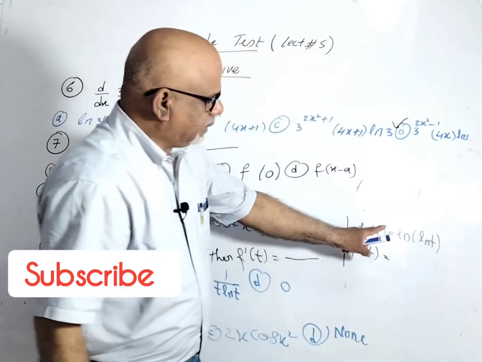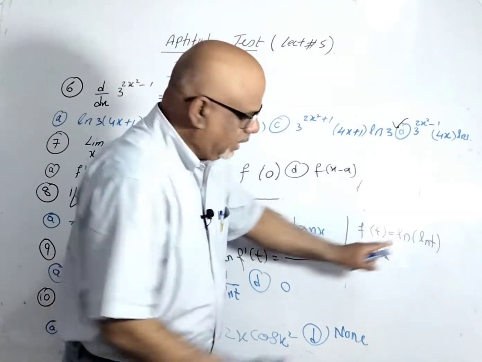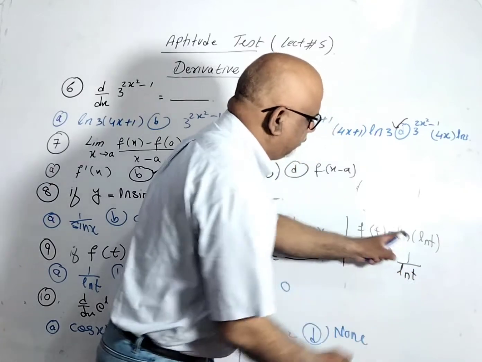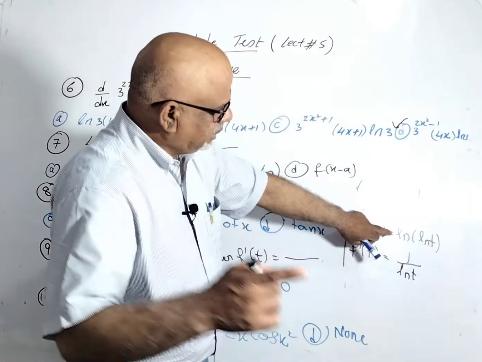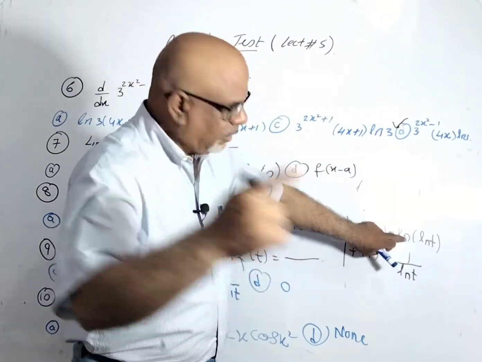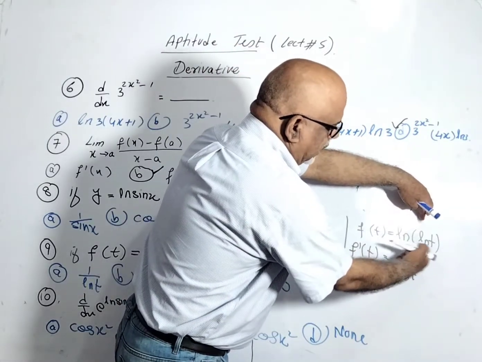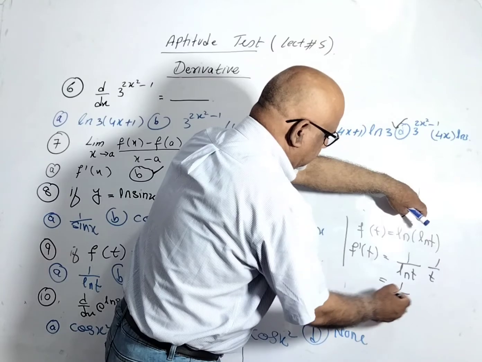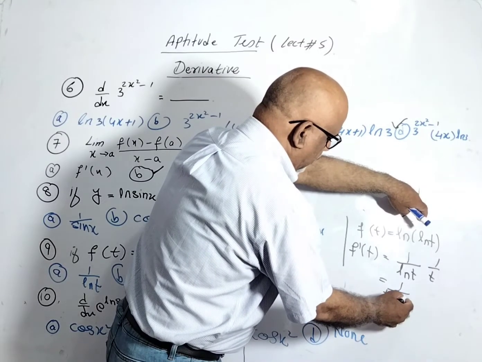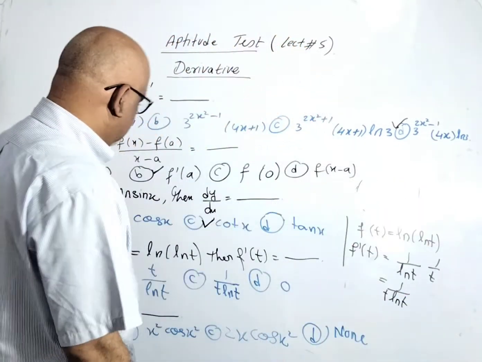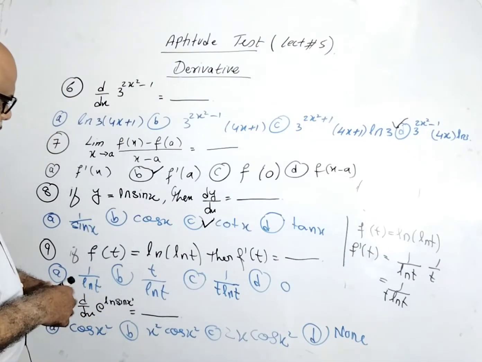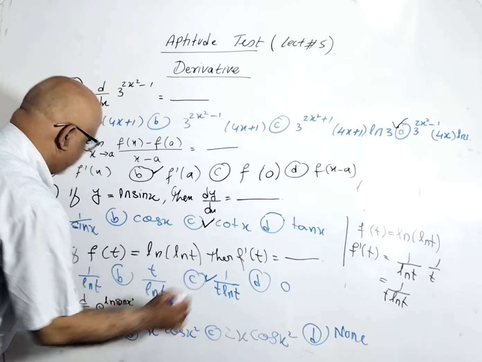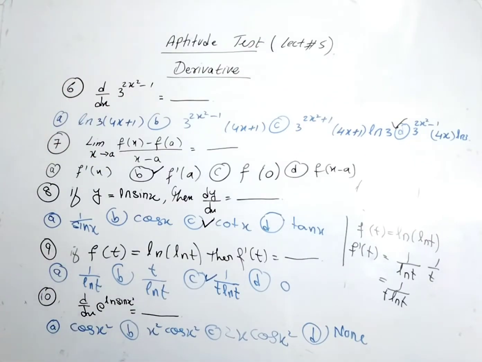Now focus here. The derivative of ln will be 1 over whatever the value is given to you here. So this is the derivative of this ln, and now we have to find the derivative of this ln t. It becomes 1 over t. So the correct answer is 1 over t ln t. So the correct option of the 9th MCQ is C.